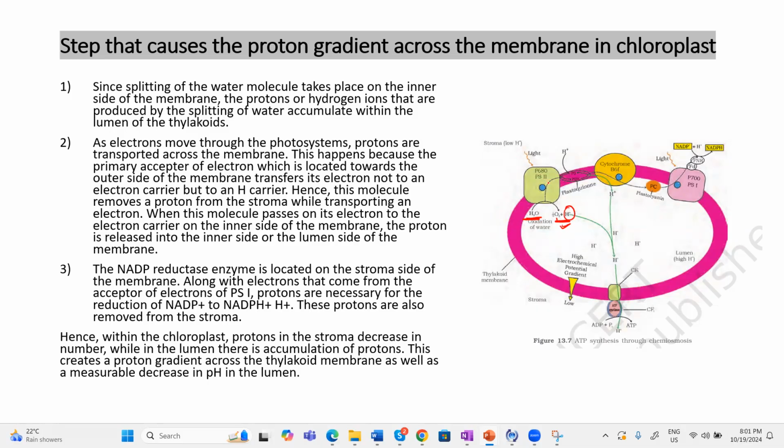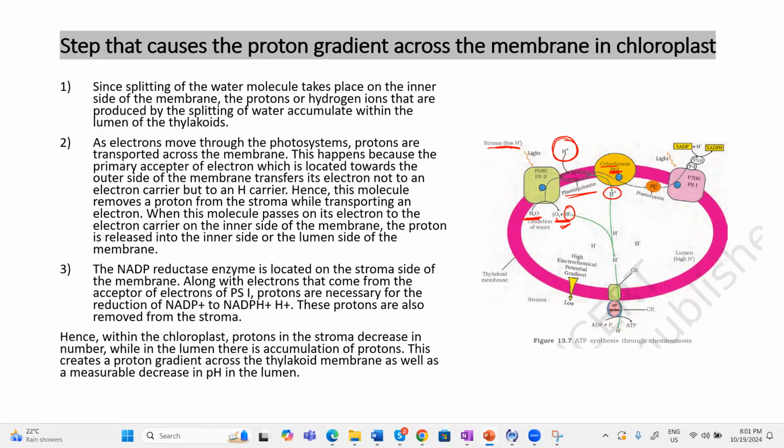Now from the electron acceptor, the electron is given to plastoquinone. Understand, plastoquinone is not an electron carrier, it is a hydrogen carrier. Is it clear? It is a hydrogen carrier, so it removes protons from the stroma and becomes reduced to form plastoquinol. But when it passes the electron to the next protein complex, cytochrome b6f, the proton is separated from the electron and the proton is released.